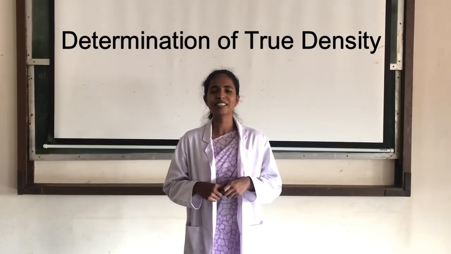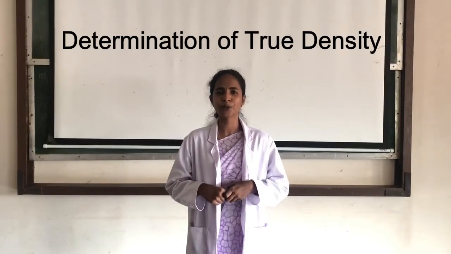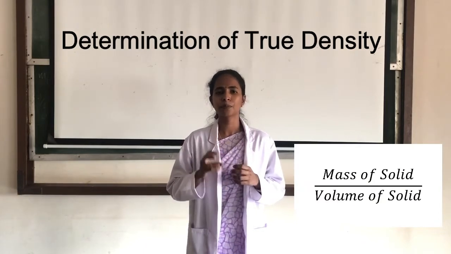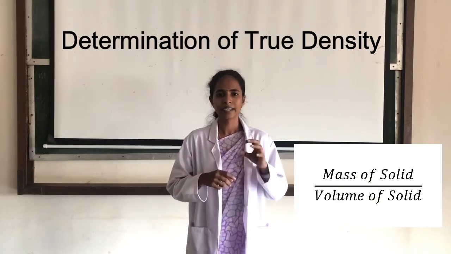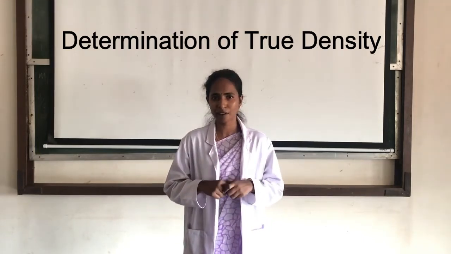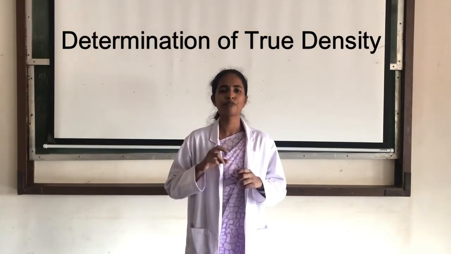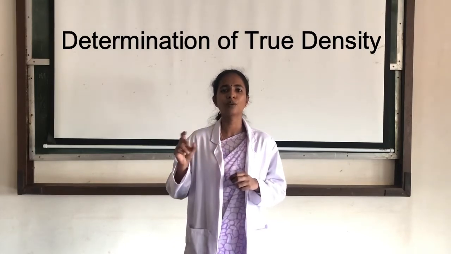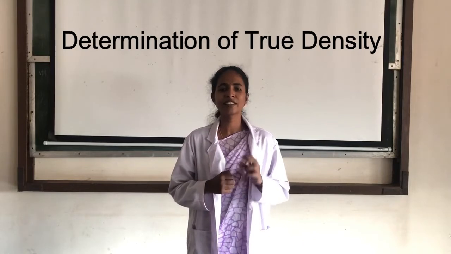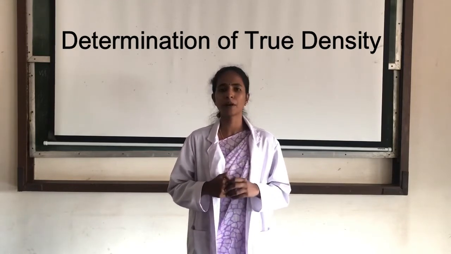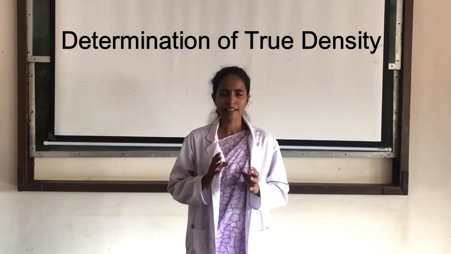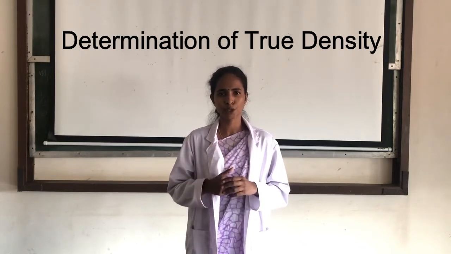Now we will see the true density, which is also known as the particle density. It is defined as the mass of solid per unit volume of solid. In this particular study, we are considering the true density as a specific gravity, which is the ratio of weight of soil solid to the equal volume of water. When compared to the bulk density, the true density is considered a well-defined parameter that does not depend on the degree of compaction, but it depends on the mineral composition.